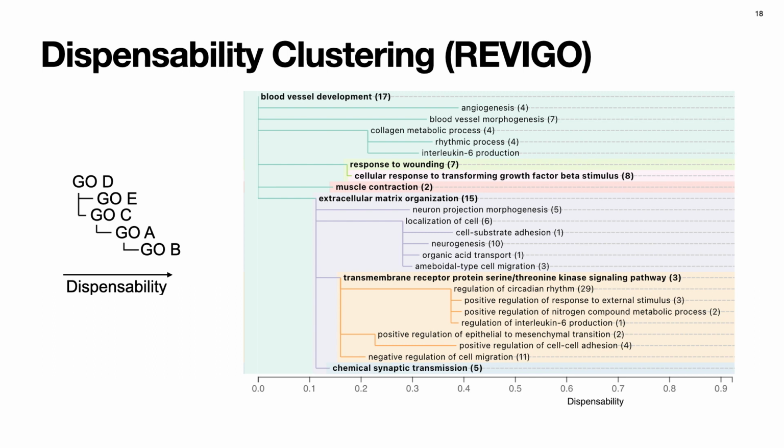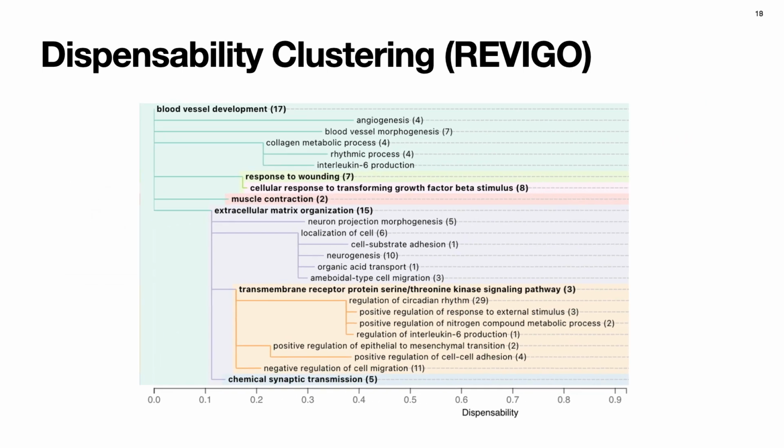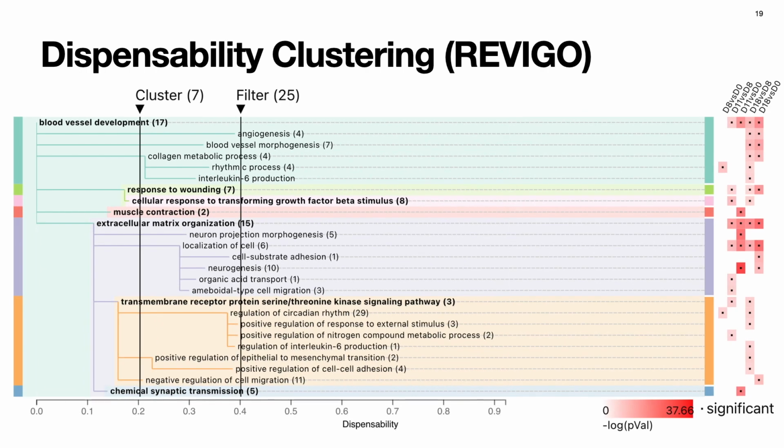This hierarchy is the core visualization of GoCompass. On the right side of the hierarchy, a heat map is aligned, showing the significance of the GO terms for each of the lists. The darker the shade of red, the more significant. If a cell is marked with a dot, it means that the p-value is below a significance threshold defined by the user, for example, below 0.05.